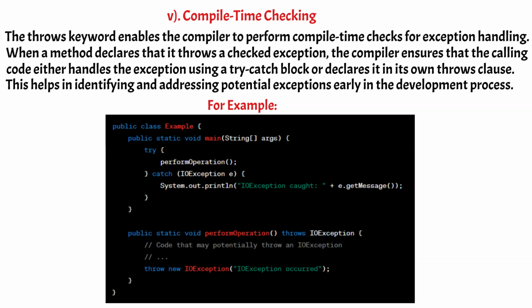By declaring throws IOException in the method signature of performOperation, we are signaling to the caller of the method that they need to handle or propagate an IOException that may occur during the execution of the method. This provides clarity and allows the calling code to handle the exception appropriately.